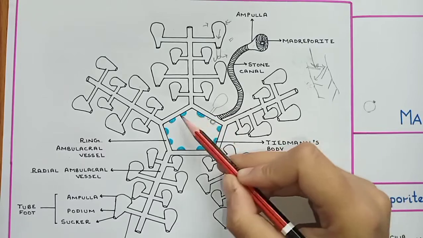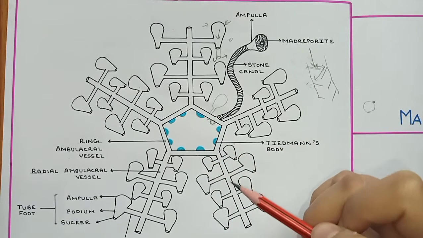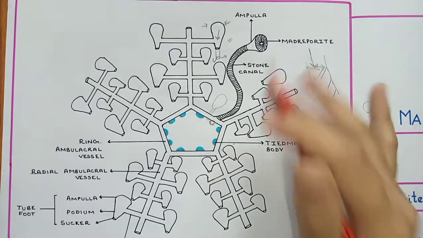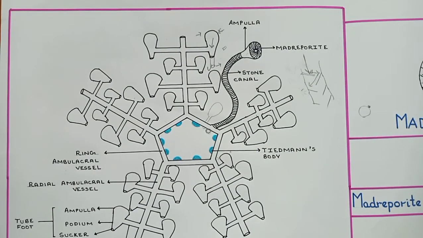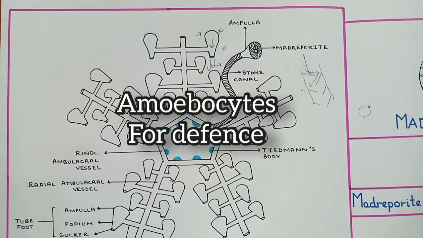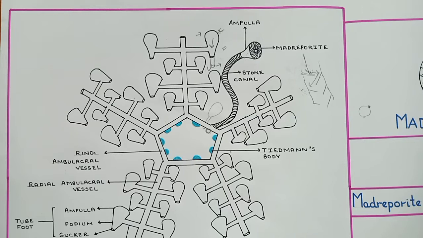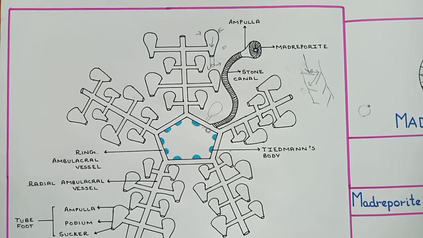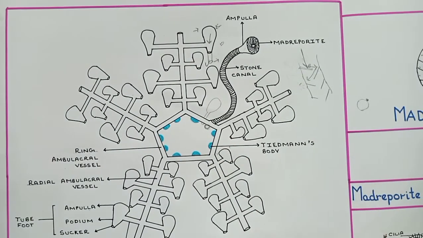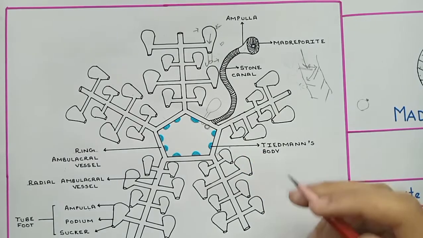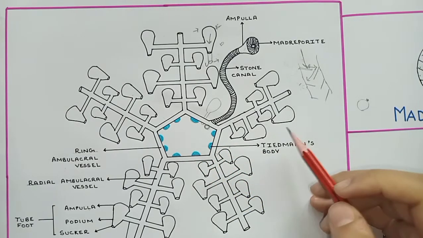These Tiedemann bodies are usually yellowish in color. They are lymphoid sac-like structures, and their function is said to be secreting some amoebocytes for the defense mechanism. The actual function of Tiedemann's bodies is unknown, but they are considered to be secreting some amoebocytes. They are lymphoid sac-like structures and are composed of many branched tubules.